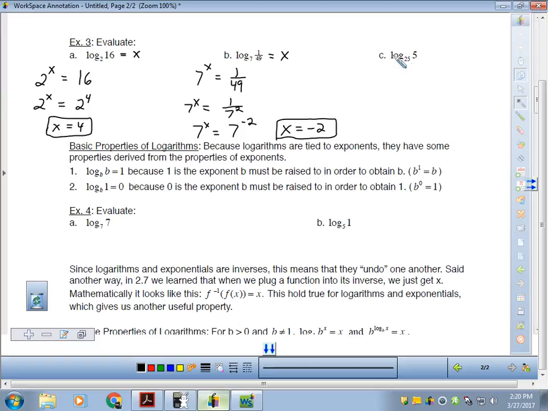Alright, letter C, we got log base 25 of 5. Again, I don't know what this equals, so let's say it equals x. Then we'll rewrite it as an exponential. Our base this time is 25. Our exponent is x, and it equals 5.